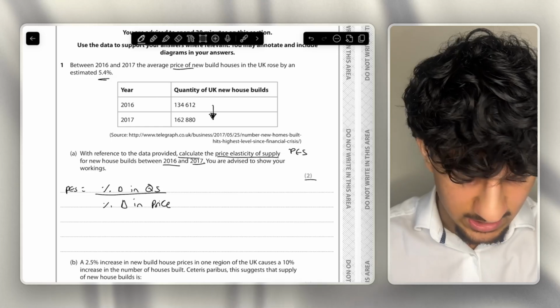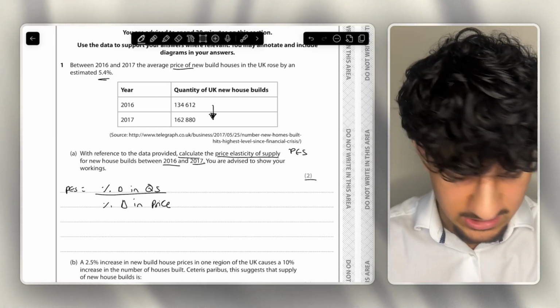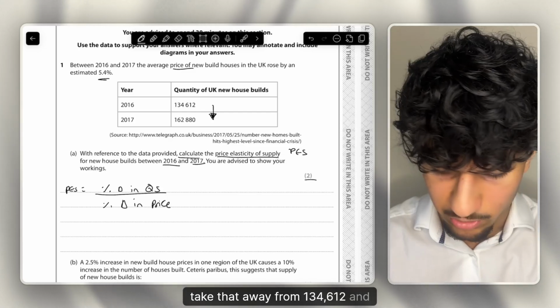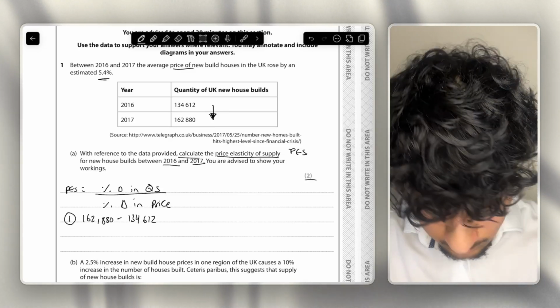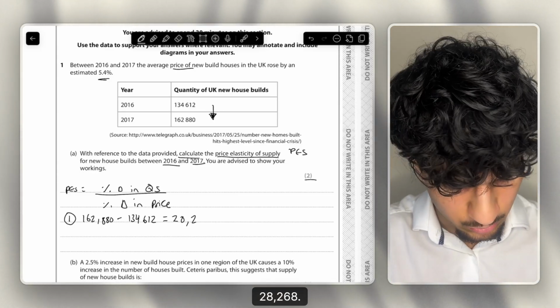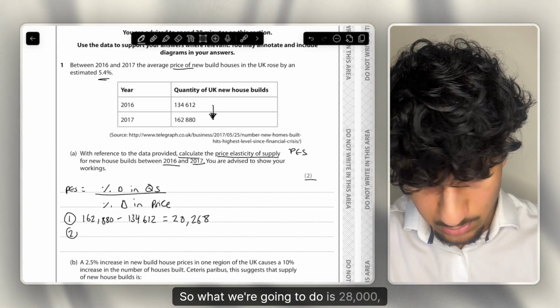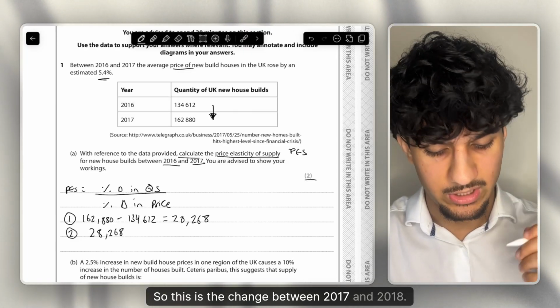First thing first, let's just take 162,880, take that away from 134,612. And that would give us 28,268. So this is the change between the two years.